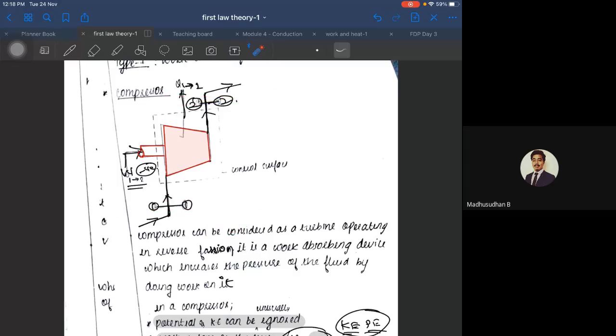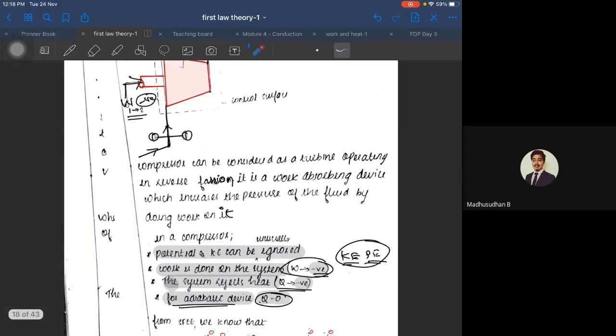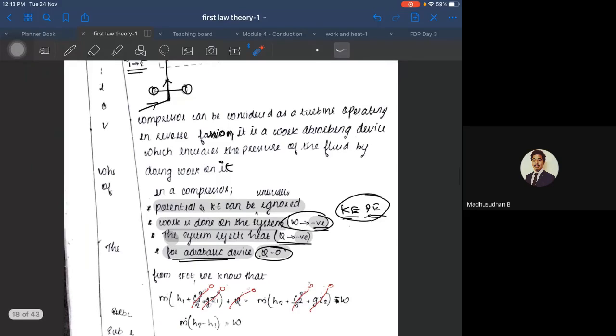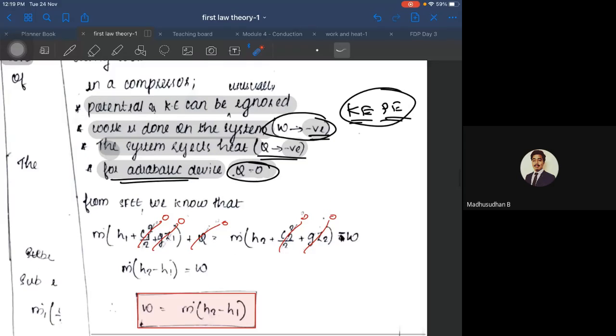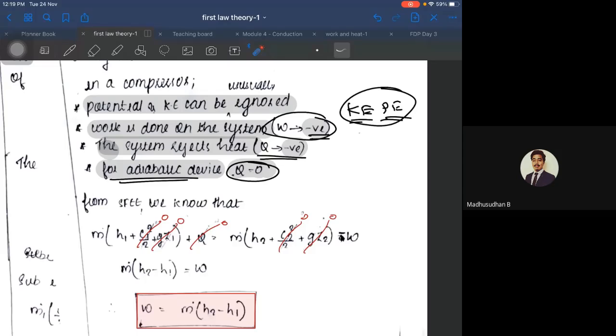height, say Z2. Okay, let us see how the application is being done. In this compressor, the potential energy and the kinetic energy are ignored. If potential energy and kinetic energies are ignored, where is the potential energy segment? Which is the potential energy segment? Whether H1 is a potential energy segment, whether C2 square by 2 is a potential energy segment, or gZ1 is a potential energy segment. Which one is the potential energy segment here?